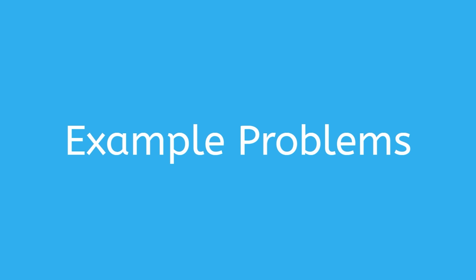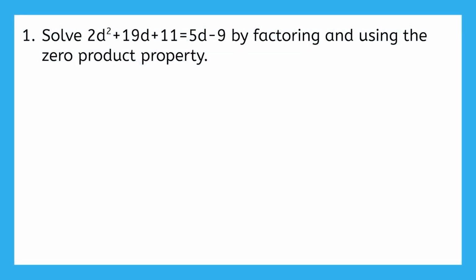Let's put the zero product property into action with two example problems. The first example problem says to solve 2d squared plus 19d plus 11 equals 5d minus 9 by factoring and using the zero product property. What do you think we should do first?